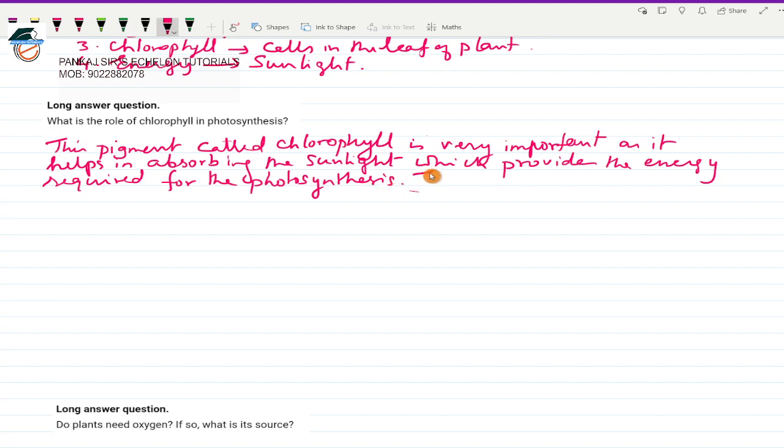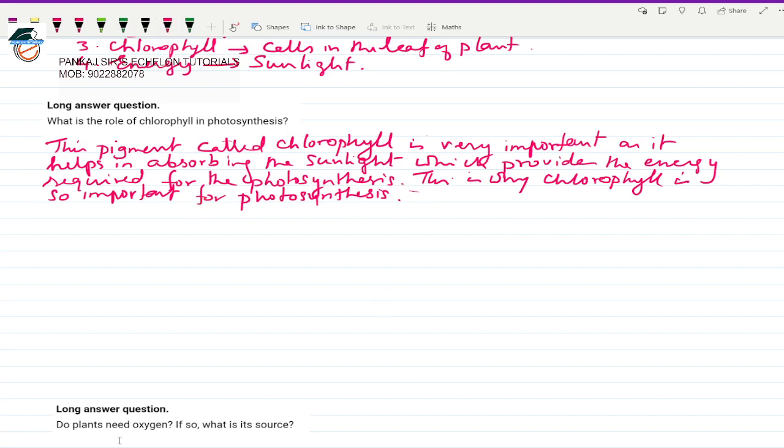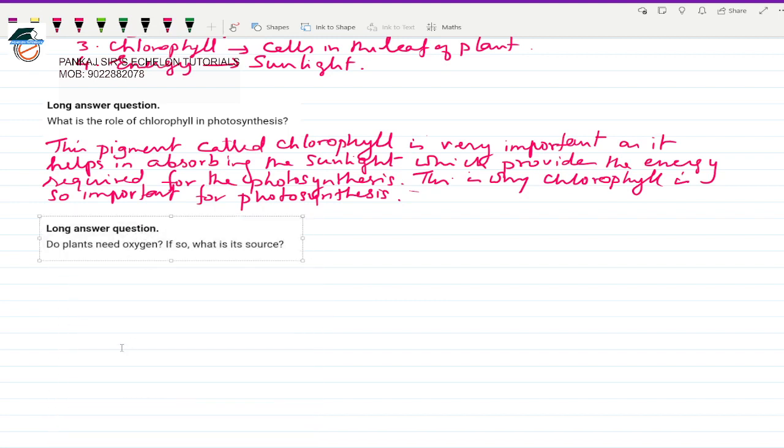Okay, and this is why chlorophyll is so important for photosynthesis. Okay, right. So that was the answer to this question, the importance of chlorophyll. And now coming to the next one.